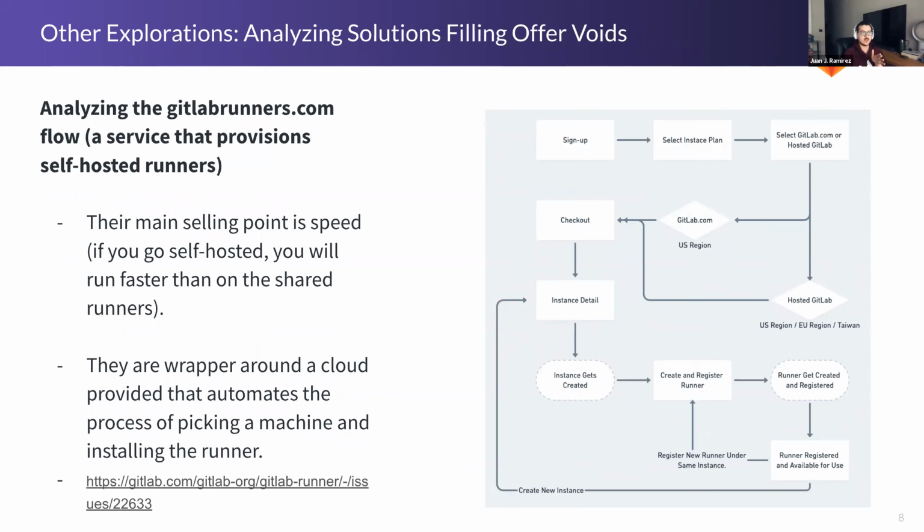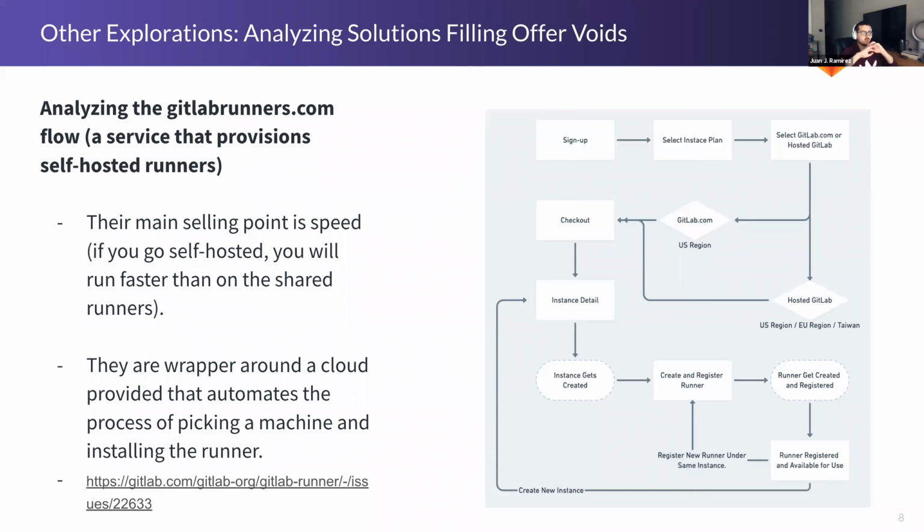It's interesting, when you're doing this type of discovery, usually you start finding things that are filling voids in our market offering, right? And there's actually one that we found, which is gitlabrunners.com. Someone created a website, a service that provisions the runners. Basically, their selling point is that you gain a lot of speed by doing this and not working with the shared runners provided by GitLab.